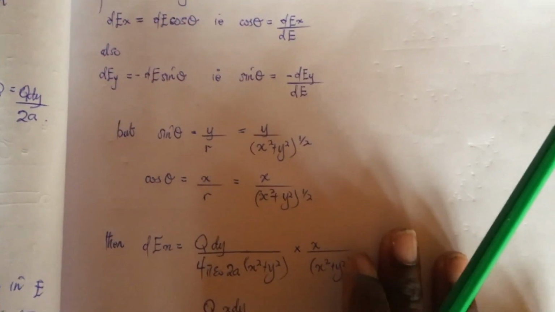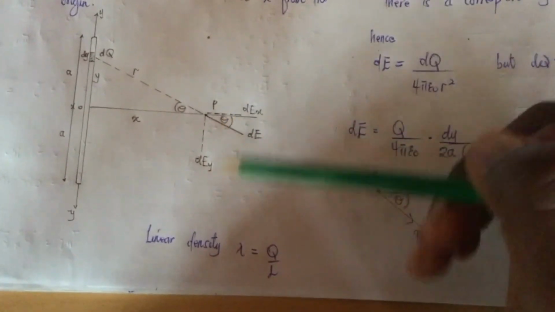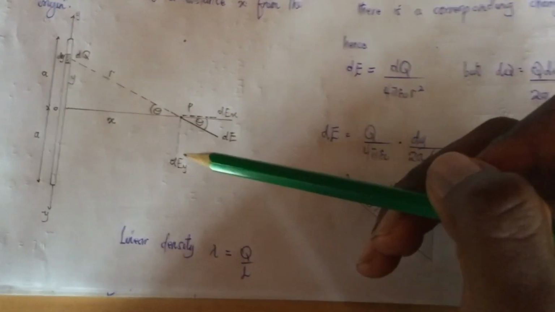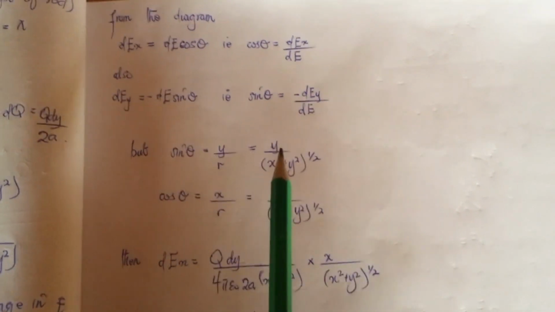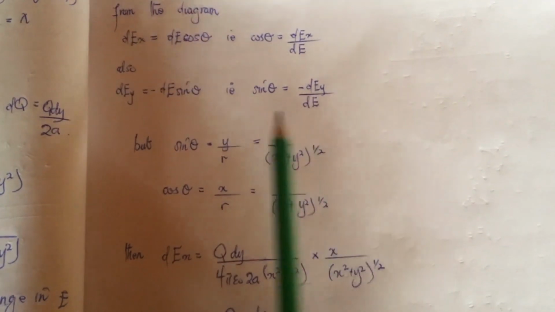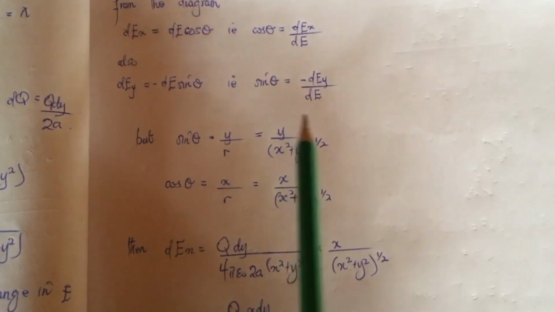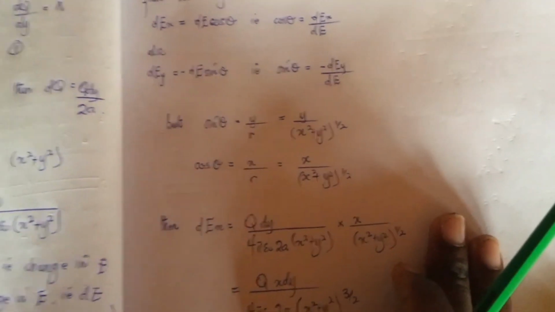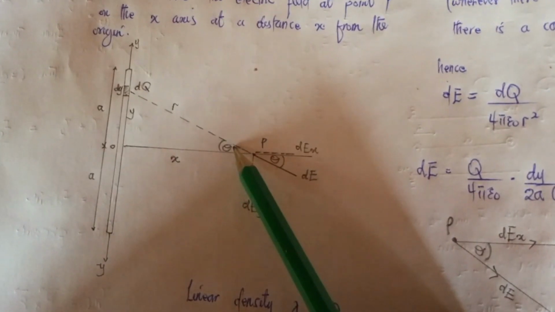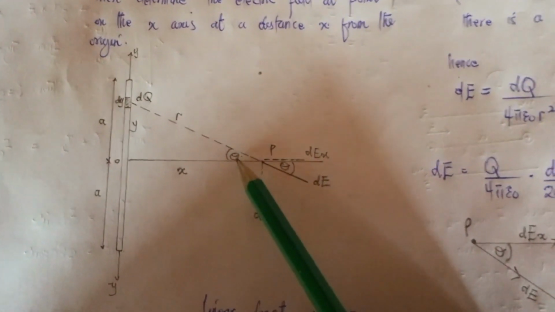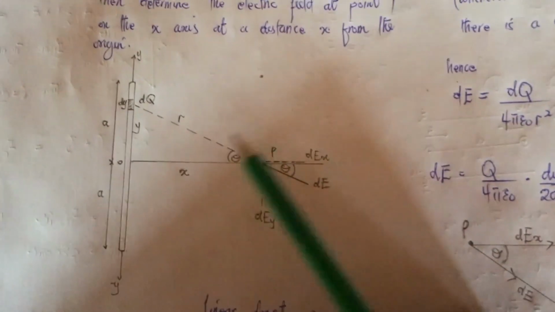As I said earlier, the same thing also applies to dy, but this time around our dEy is going to be negative, because look at the direction of the electric field. It's directed towards the negative y-axis. That's why we are going to get negative dE sine theta. Okay, here the trigonometry ratio is sine theta. As you can all see from the diagram here, this angle is the same as this angle.